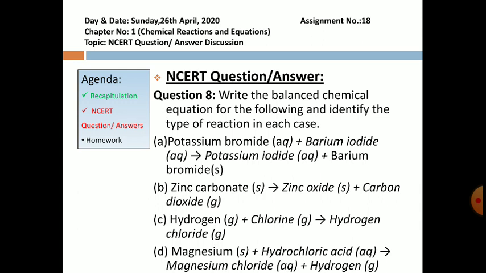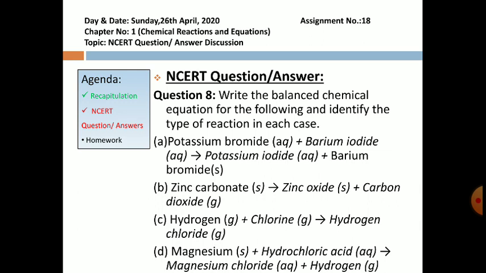C. Hydrogen plus chlorine gives hydrogen chloride. Recall, two reactants are giving a single product. The balanced chemical equation becomes H2 plus Cl2 gives 2HCl. Yes, it is a combination reaction.